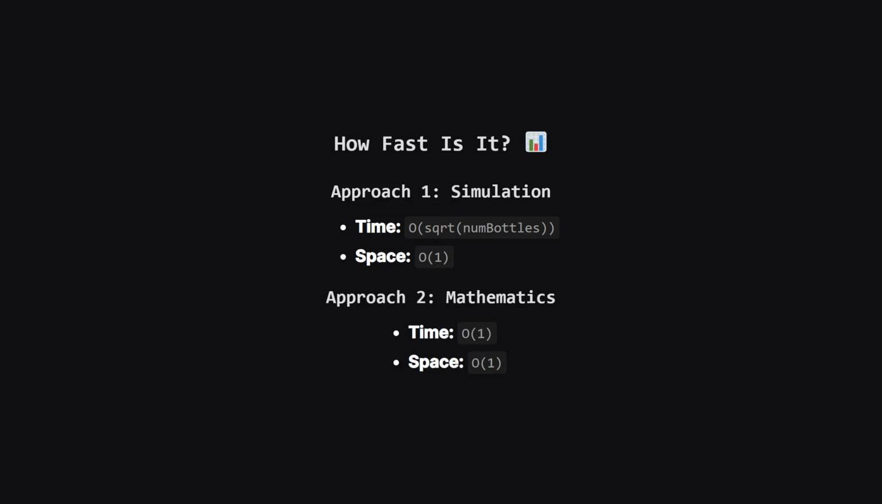So how do these two approaches compare? The simulation's runtime is about the square root of the number of bottles. This is because the exchange cost grows linearly, meaning the total cost grows quadratically, so the number of steps is the reverse, a square root.